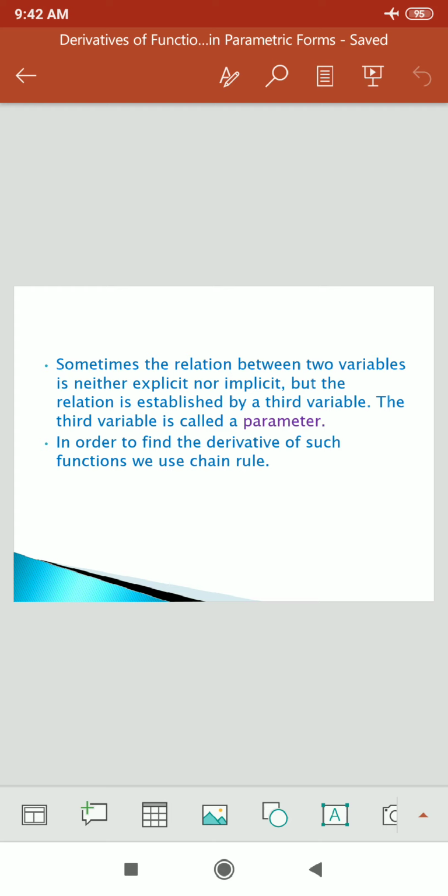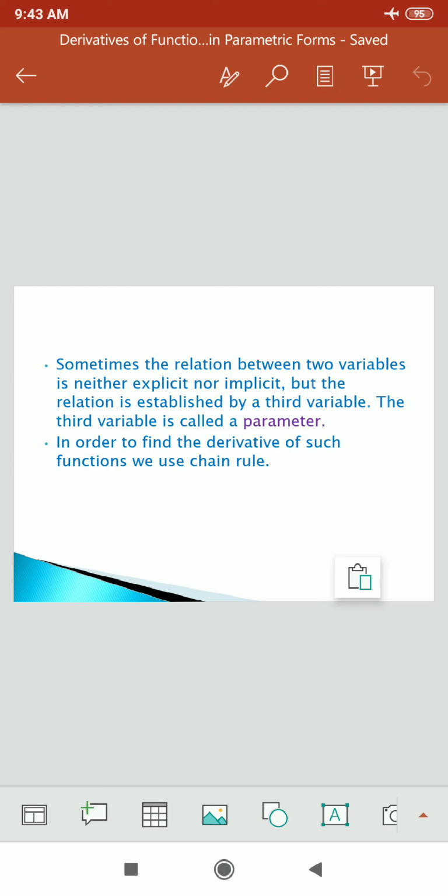Like we have a relation like y is equal to sine of t, x equal to cos of t. Y and x are not directly linked, but both x and y are linked by some third variable, that is t, because we can link them, or we can express y in terms of x by using t. Such forms are called parametric forms, and that third variable, like in this very example, t, is called the parameter.